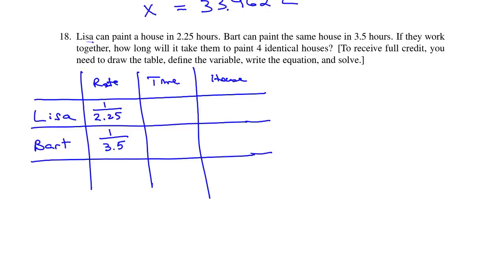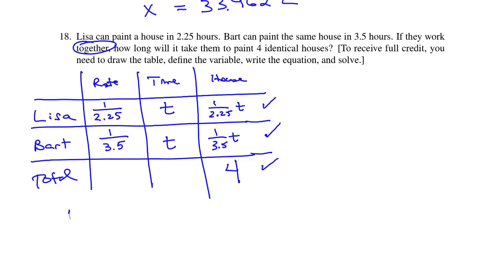They're going to work together, which means they're going to spend the same amount of time working on painting the houses. And this is a rate times time problem. It's like distance, but instead of distance, it's houses painted. So we're just going to multiply going across. So it's 1 over 2.25 t, and then 1 over 3.5 t. And then together, this is total, this needs to add up to be 4. So Lisa's contribution plus Bart's contribution is going to be the total 4.